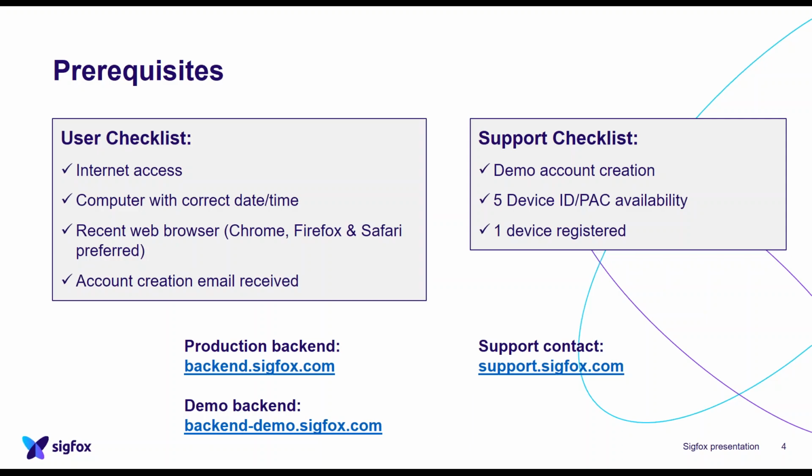Okay, to start with the Backend GUI, first of all, you have to have an account. This account is accessible through internet, so you have to get an internet access. Then have a computer with the correct date time. We remind you that all Sigfox interfaces are used through HTTPS, meaning that you have a certificate, and in order for this certificate to work, you have at least to have a correct date time and a recent browser like Chrome, Safari, or Firefox.